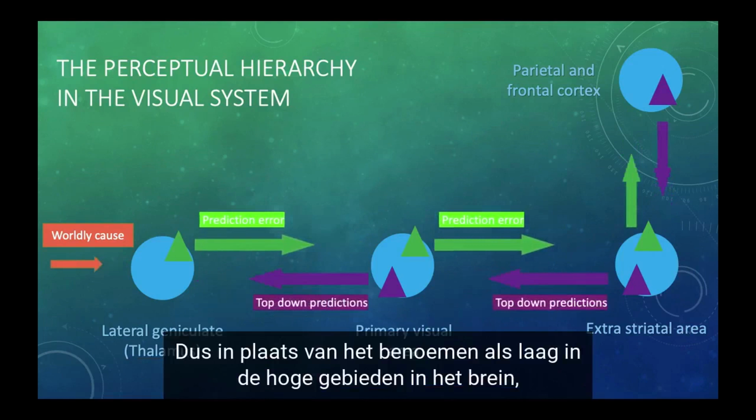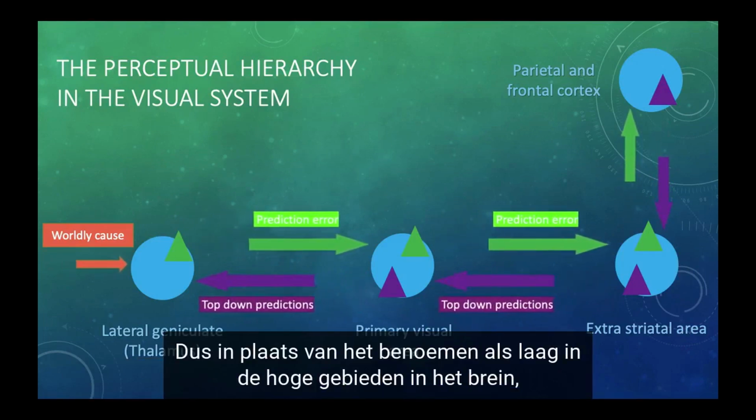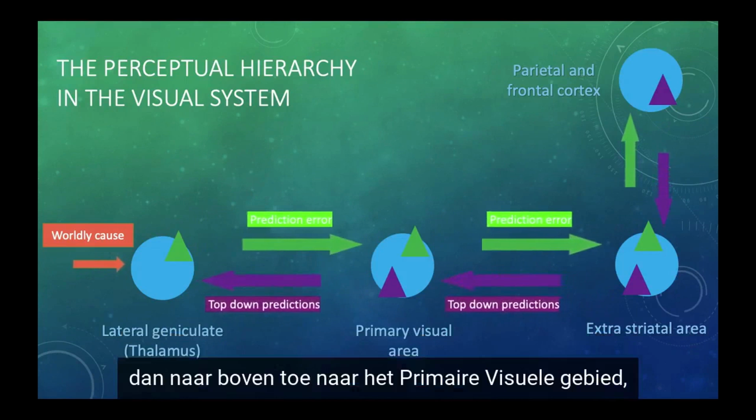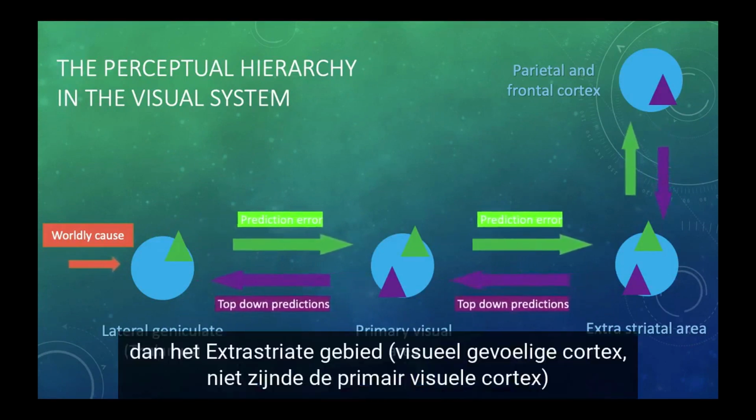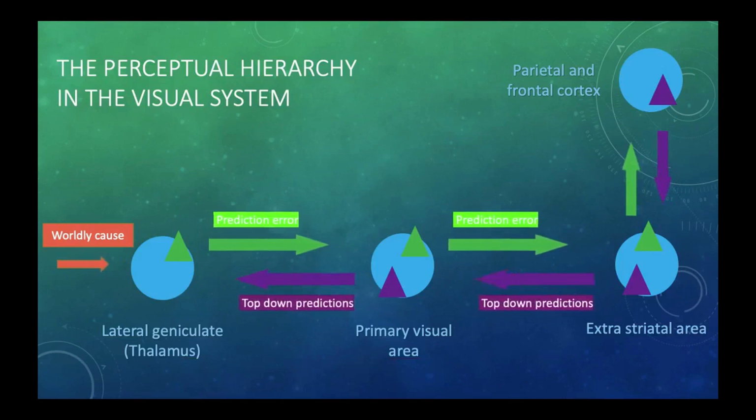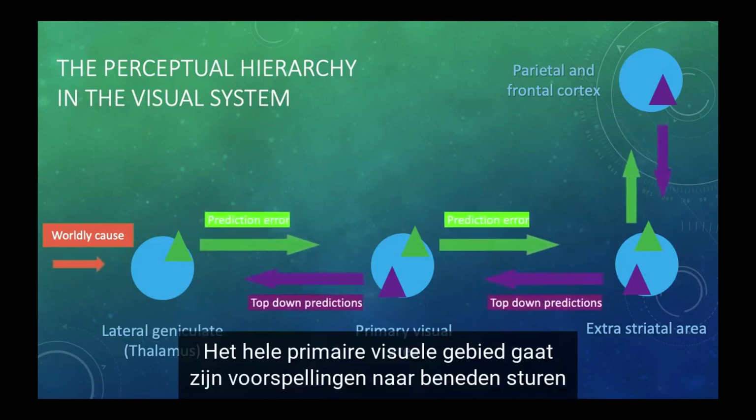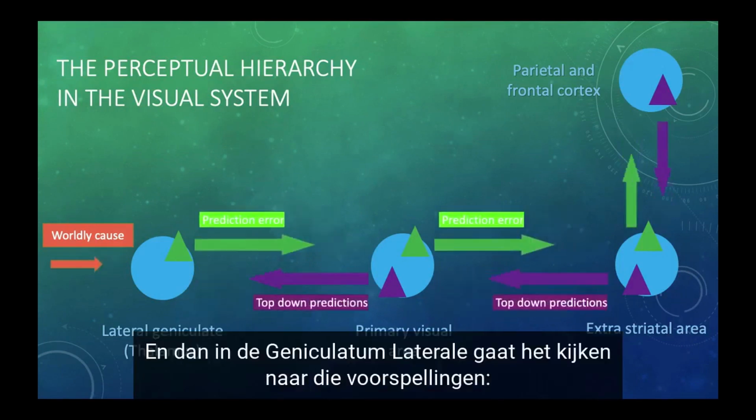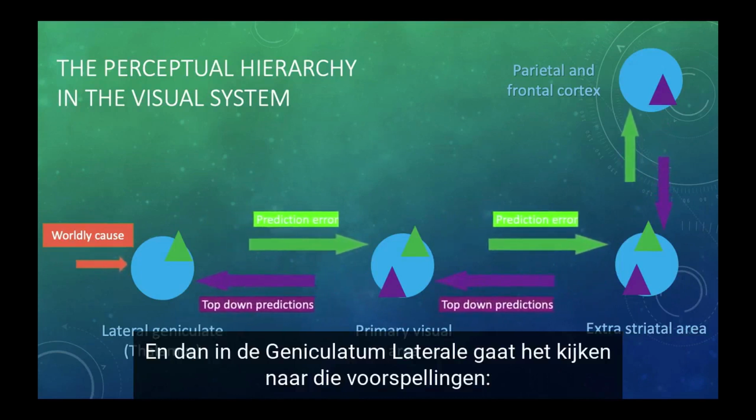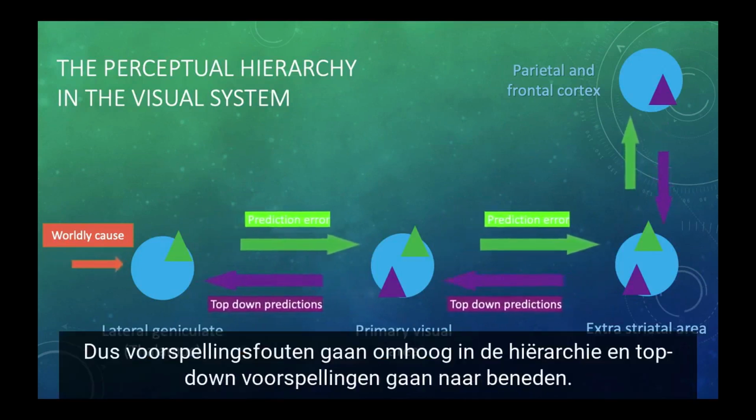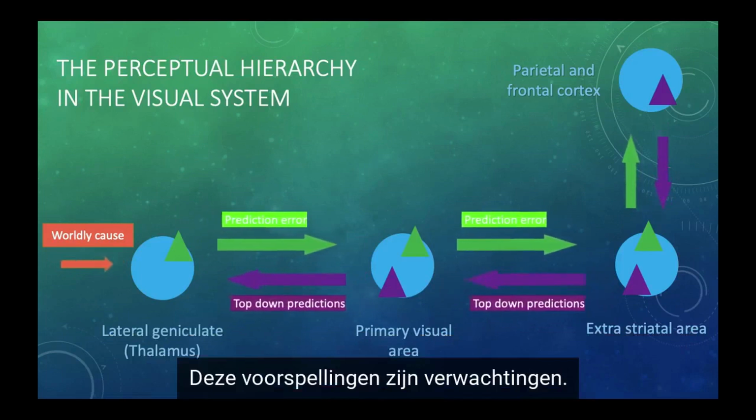Rather than saying the low and high areas in the brain, I've labelled them. At the bottom we've got the lateral geniculate in the thalamus. Going upwards, we've got the primary visual area, then the extrastriate area, and at the top the parietal and frontal cortex. In a real world system, how is this going to work? The primary visual area sends down its predictions about what the sensory input is going to look like, and the lateral geniculate looks at those predictions, asks whether there's something different, and then sends that prediction error up the hierarchy. So prediction errors go up the hierarchy, and top-down predictions, those expectations, go down.